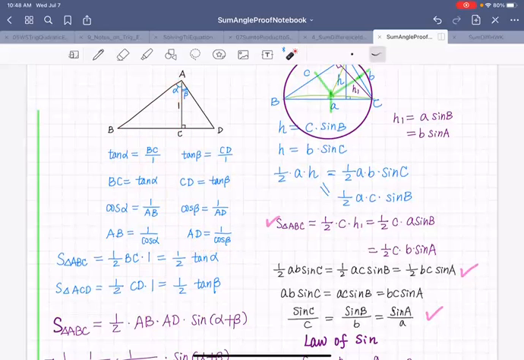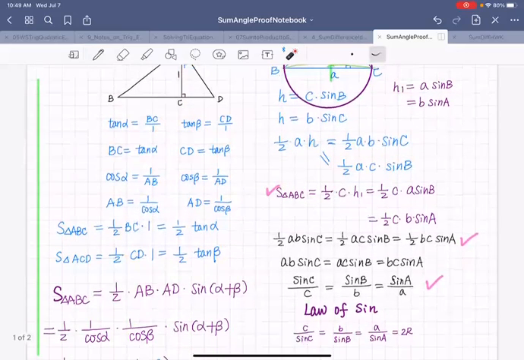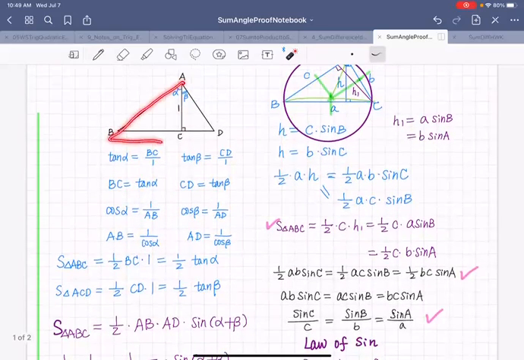On the other side, triangle ACD is 1/2 times CD times 1. CD is tangent beta, so the area of triangle ACD is 1/2 times tangent beta. So far, so good. Up to here, do you have any questions? No question. Well, we represent triangle ABC and triangle ADC using alpha and beta.